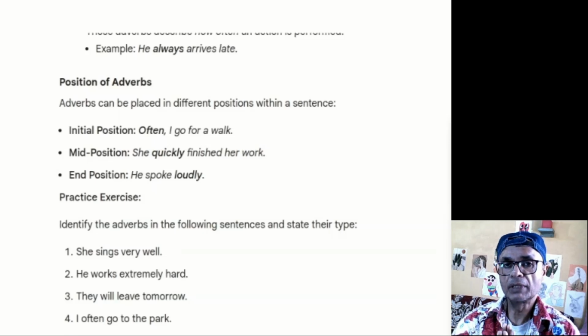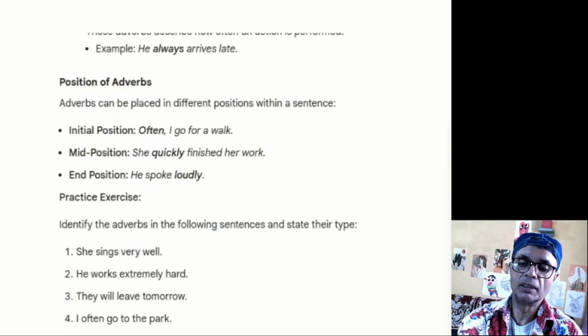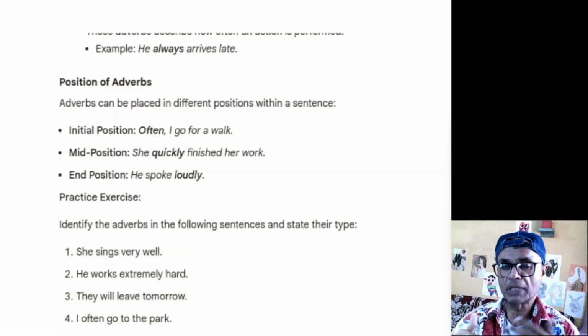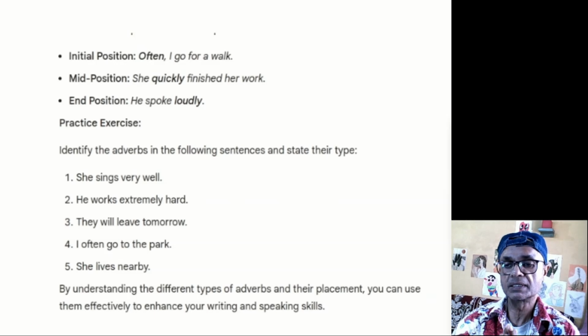Now, you can of course try to identify the adverbs in the following sentences and state their type. Like, she sings very well. He works extremely hard. They will leave tomorrow. I often go to the park. She lives nearby. Now try this, and if possible, write down in the comments below so that I can check them and tell you the right answer.